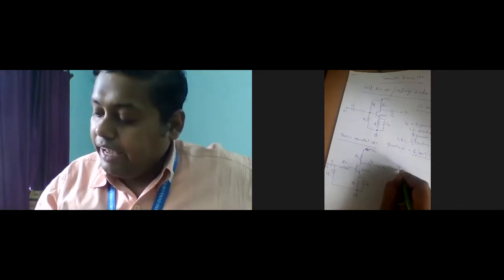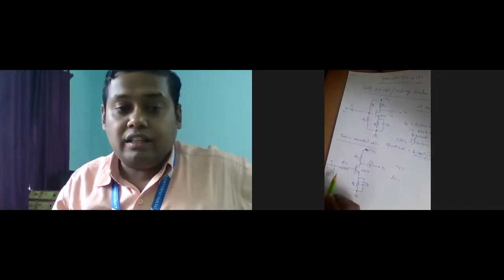So this is the circuit diagram of the Thevenin equivalent of the self-bias circuit. Now my question is, what is the value of Vt and Rt? So this is the Thevenin equivalent voltage Vt, and this is the Thevenin equivalent resistance.